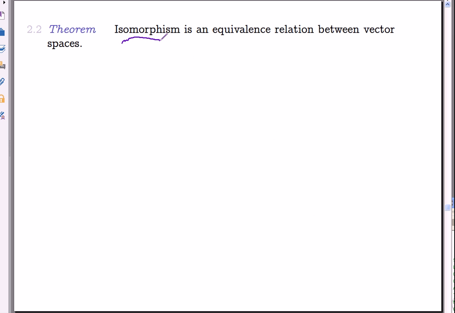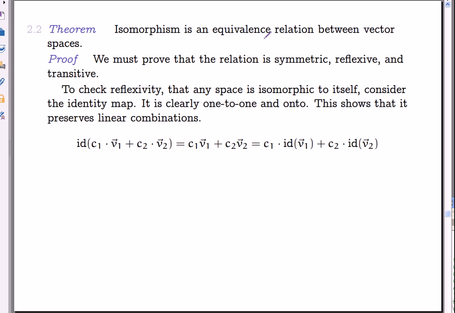All right, now we're going to show that isomorphism is an equivalence relation between vector spaces. All right, and this will be important because this will help us to characterize vector spaces in a very convenient way. Okay. Now remember what we've shown about equivalence relations. The definition of equivalence relation is a relation that's symmetric, reflexive, and transitive. Okay. So we're talking about relation between vector spaces. So we're saying that the relation is that V is isomorphic to W.